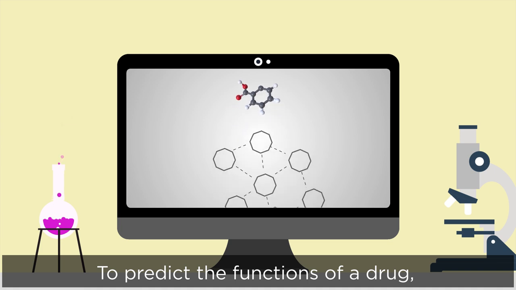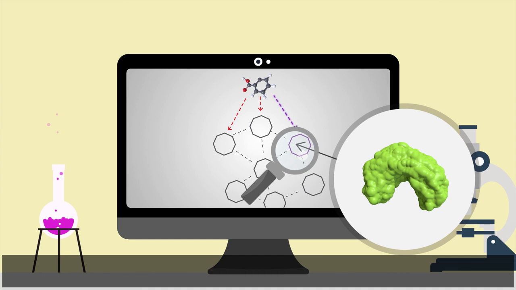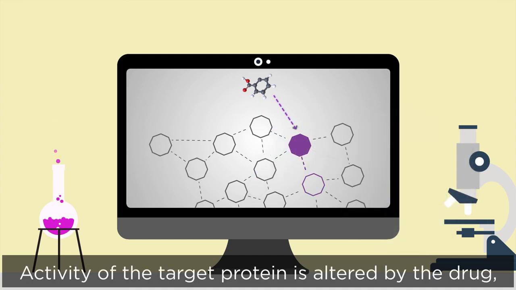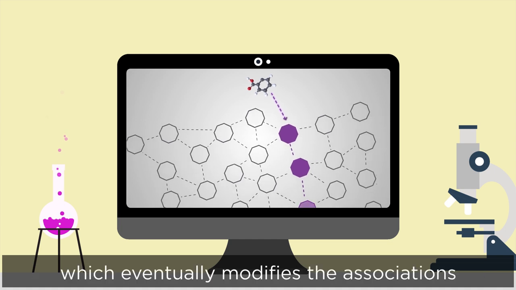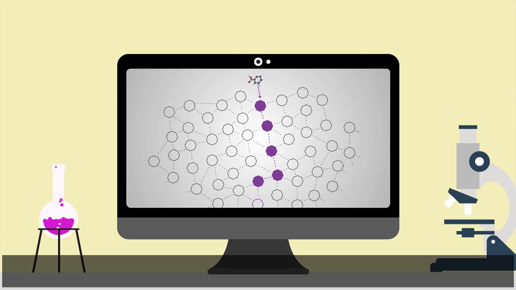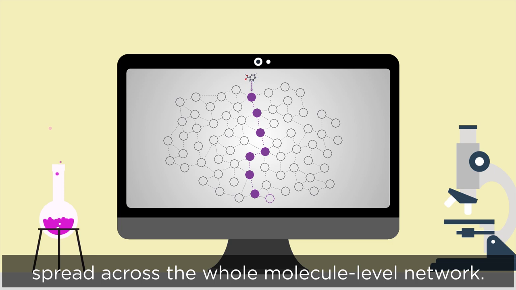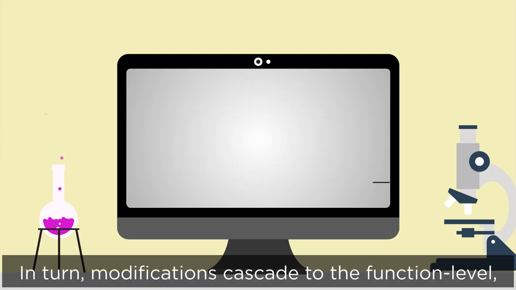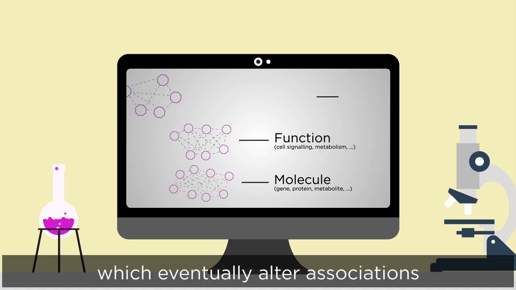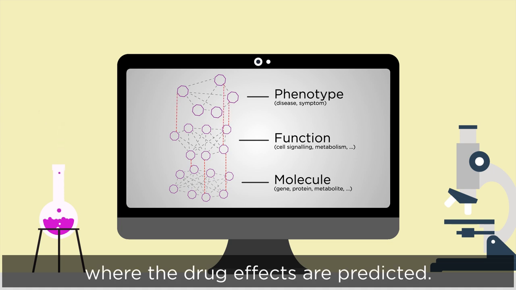To predict the functions of a drug, CODA first identifies the proteins targeted by the drug from the molecule level network. Activity of the target protein is altered by the drug, which eventually modifies the associations among the related proteins. These local changes of associations spread across the whole molecule level network. In turn, modifications cascade to the function level, which eventually alter associations at the phenotype level of the network, where the drug effects are predicted.